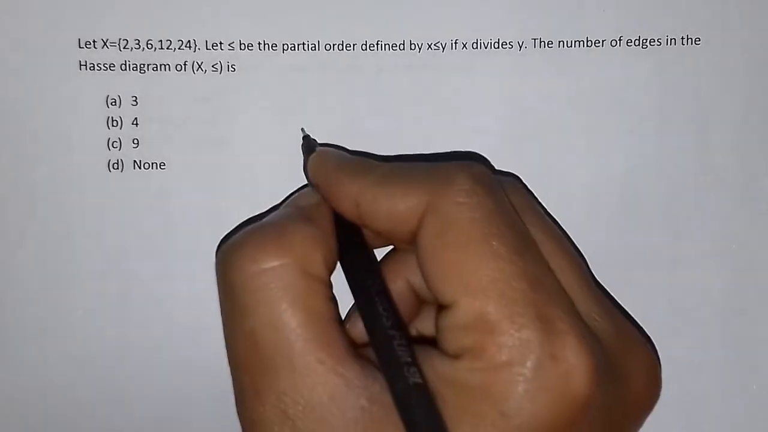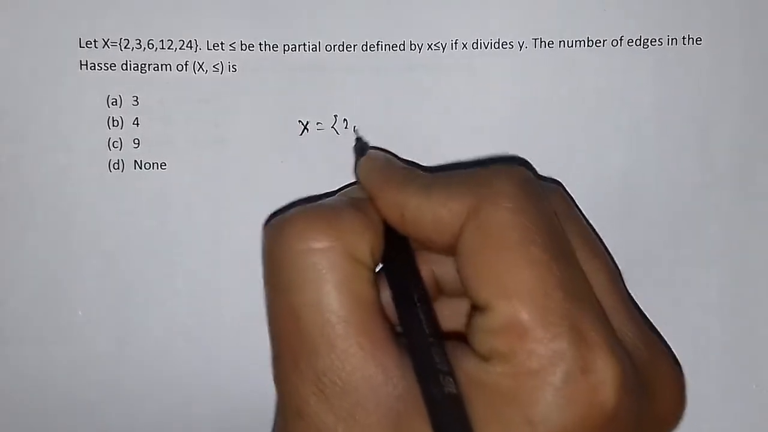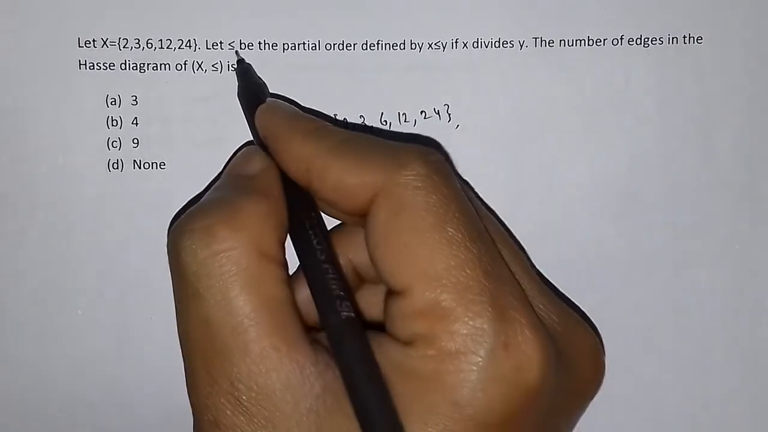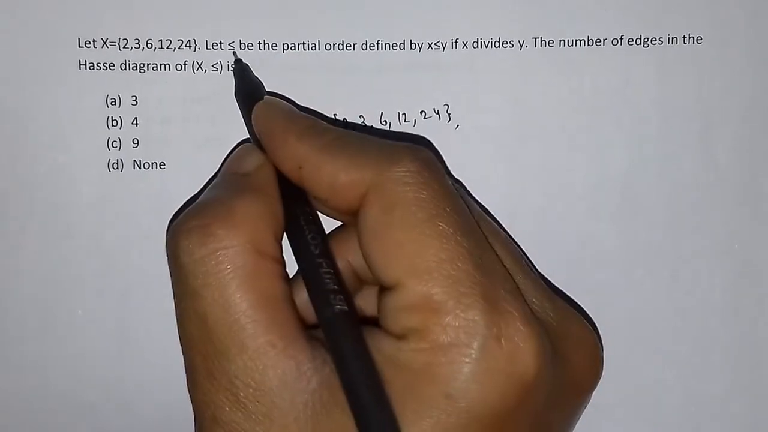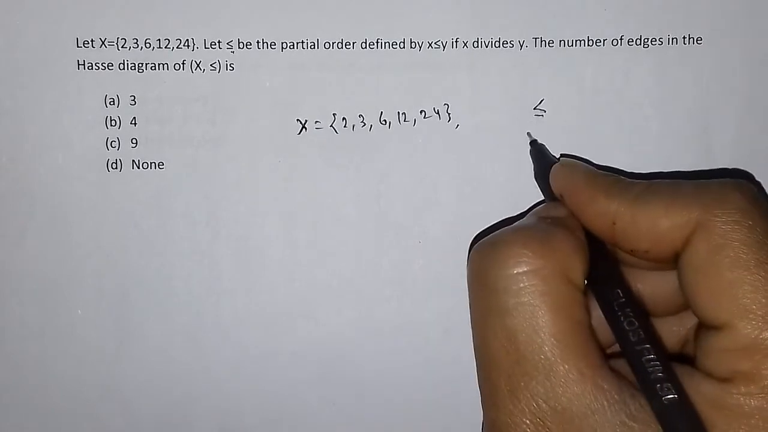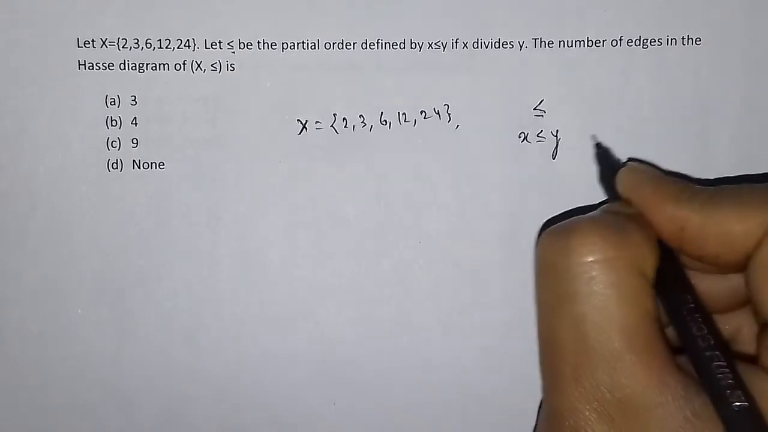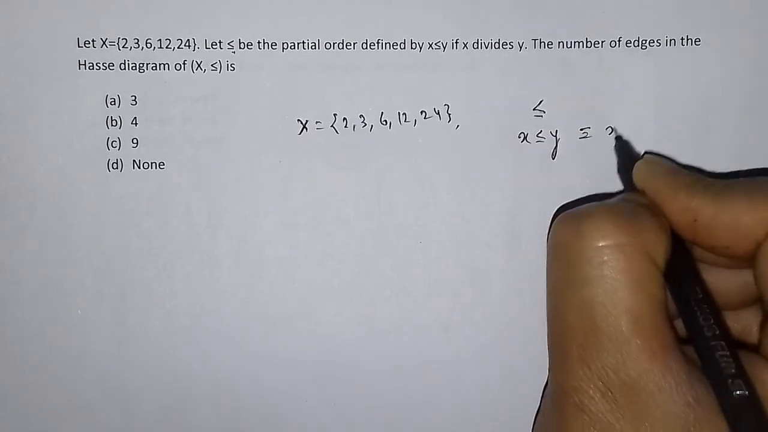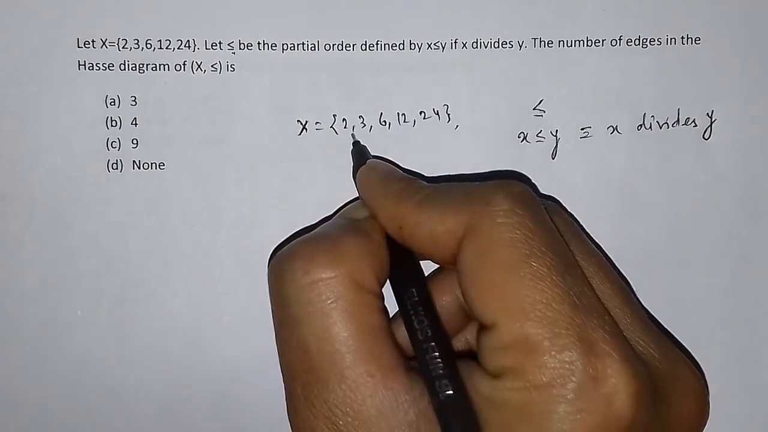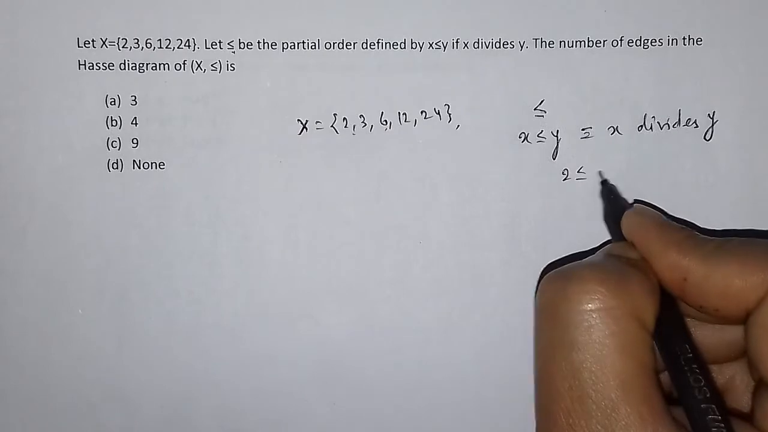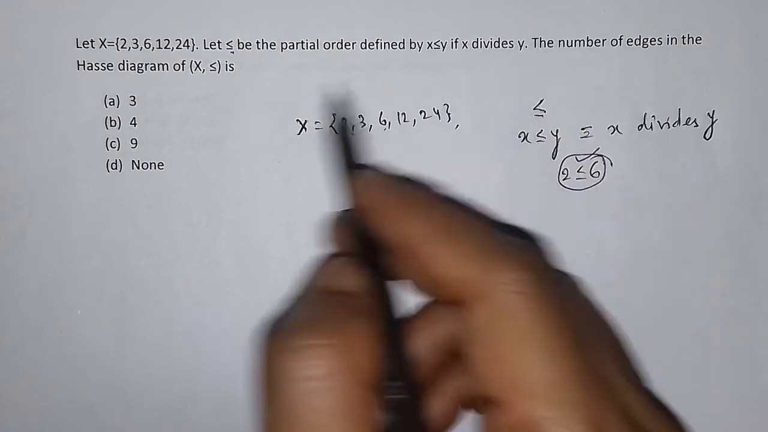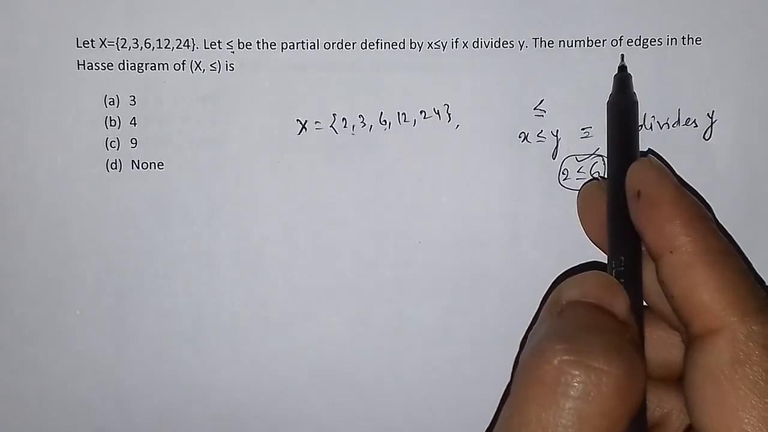Given is the set X equal to {2, 3, 6, 12, 24}, and the next is the partial order. Less than or equal to is the partial order, and it is defined as x less than or equal to y, which means that x divides y. For example, 2 is related to 6 under this relation. So we have to draw the Hasse diagram and count the number of edges present in it.